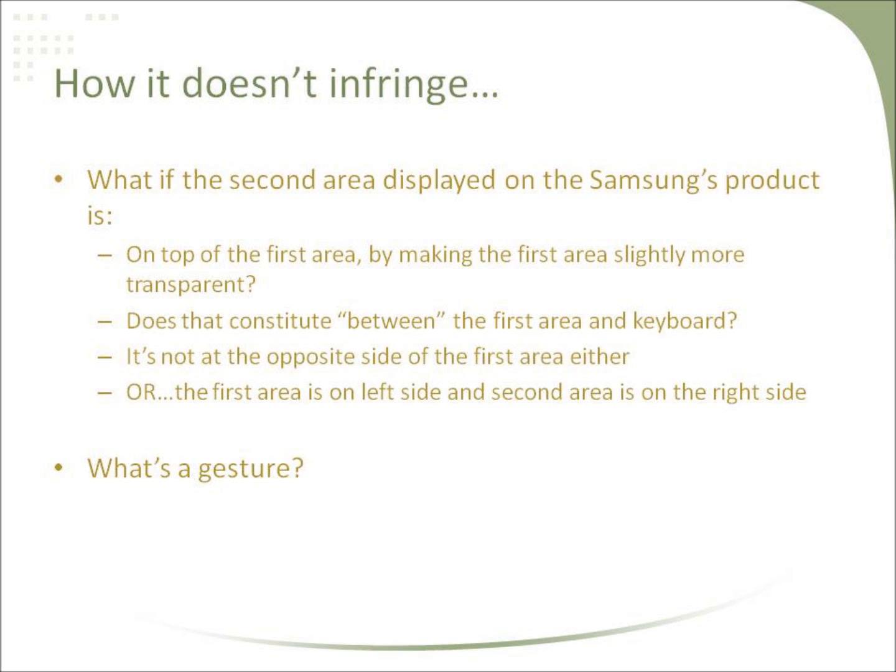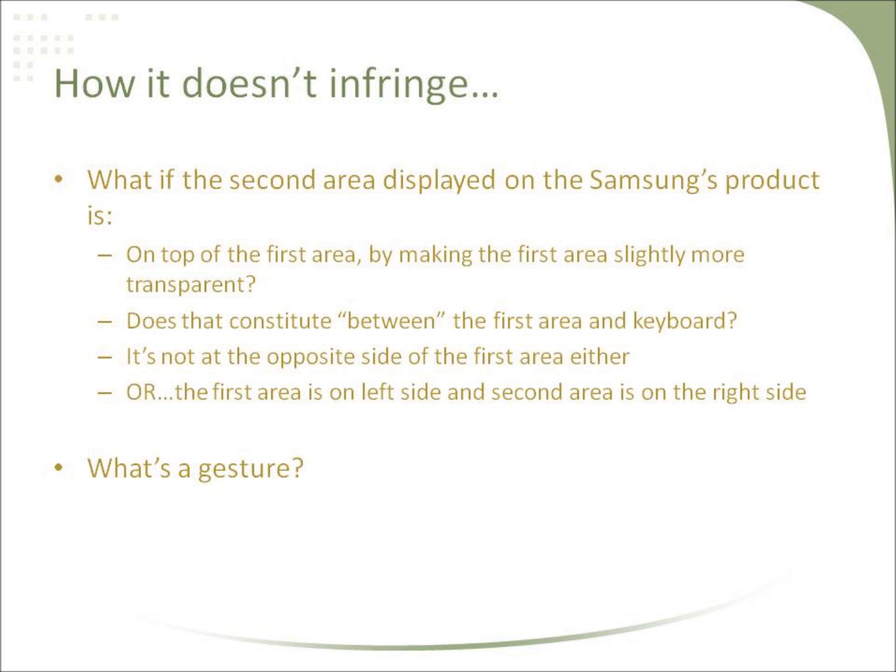As I showed in my demo last week, on the Samsung Galaxy, the second area is on top of the first area by making the first area slightly more transparent. So it's right in the middle of the first area, whereas the patent says the second area has to be between the first area and the keyboard. So what I'm trying to think is, if it's on top of the first area and you can still see the first area, does that make it between the first area and the keyboard? Because the keyboard is not visible in this case.